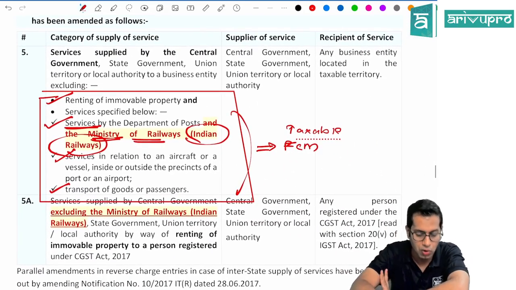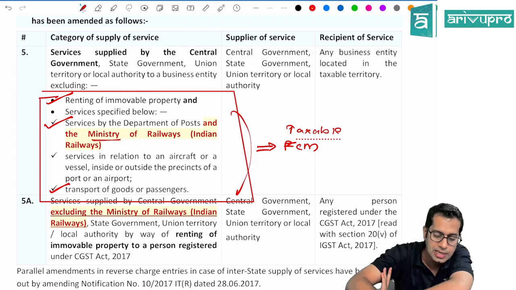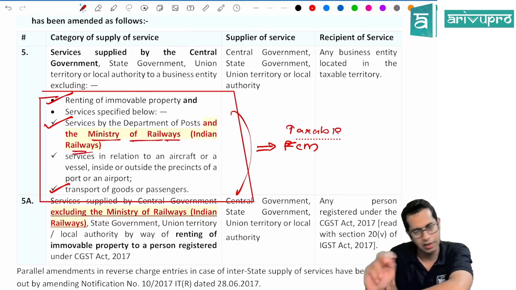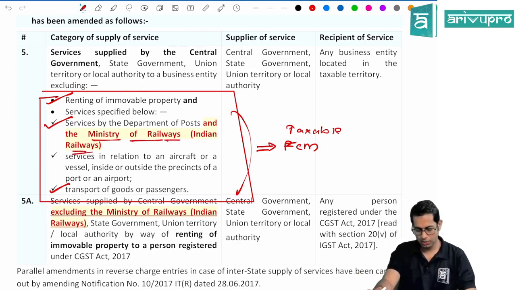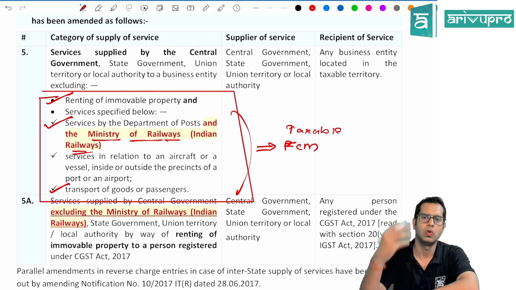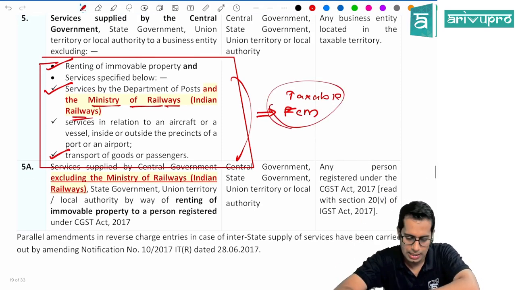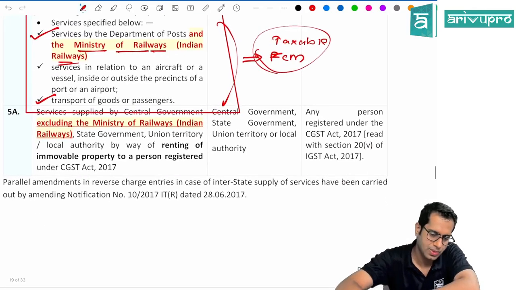It is taxable under forward charge. Here they have added one more entry. What is that one more entry? Services given by Indian Railway. So if any services are given by Indian Railway to a business entity or non-business entity, it does not matter. It is taxable under forward charge.